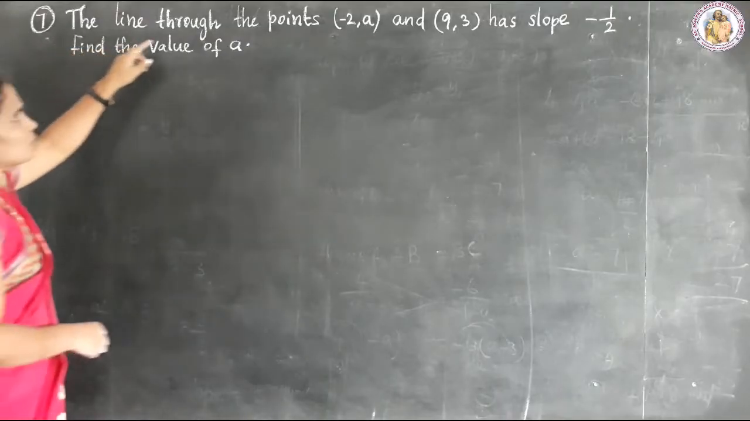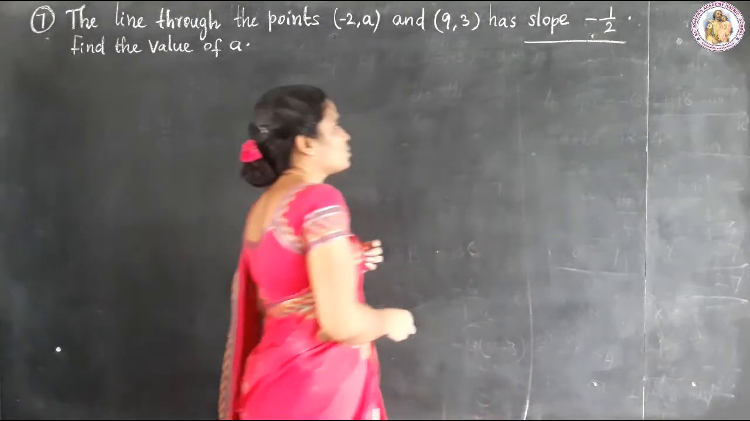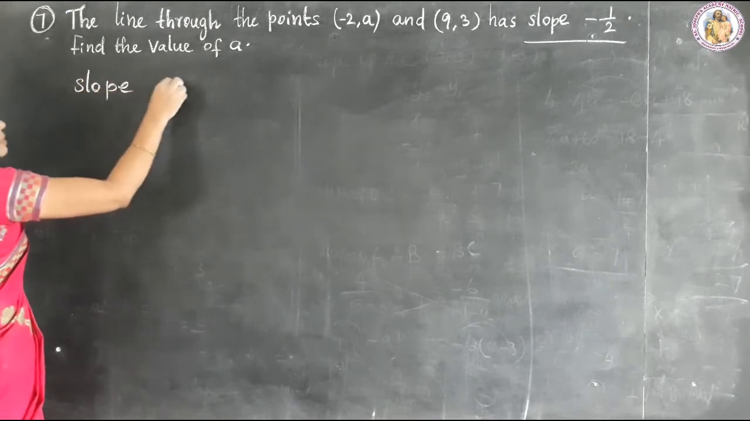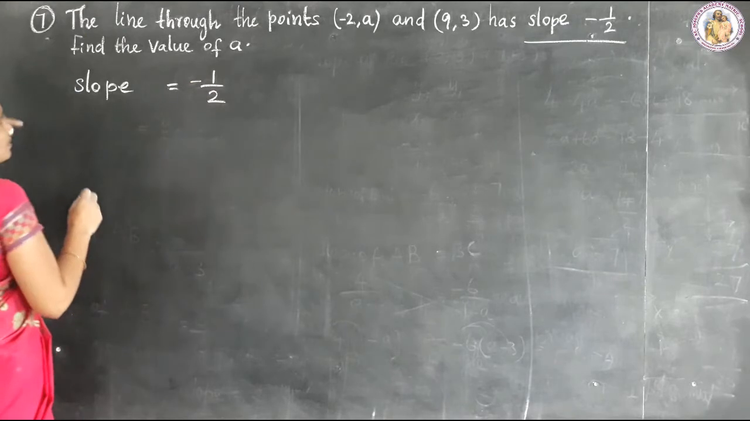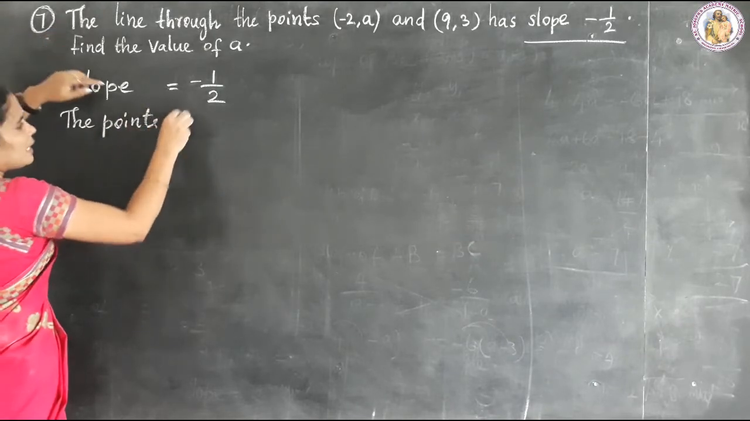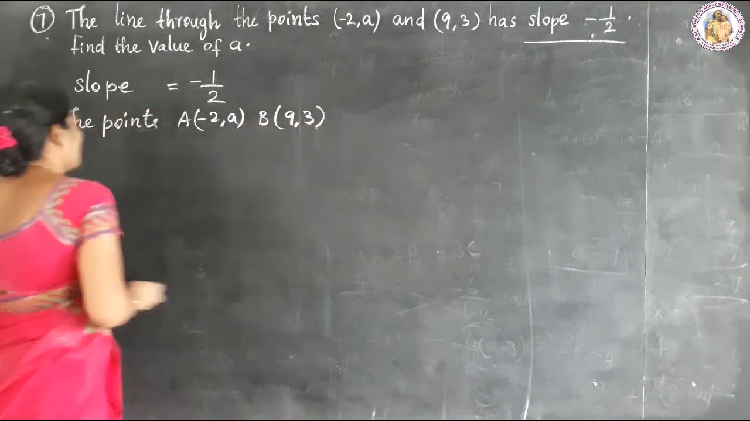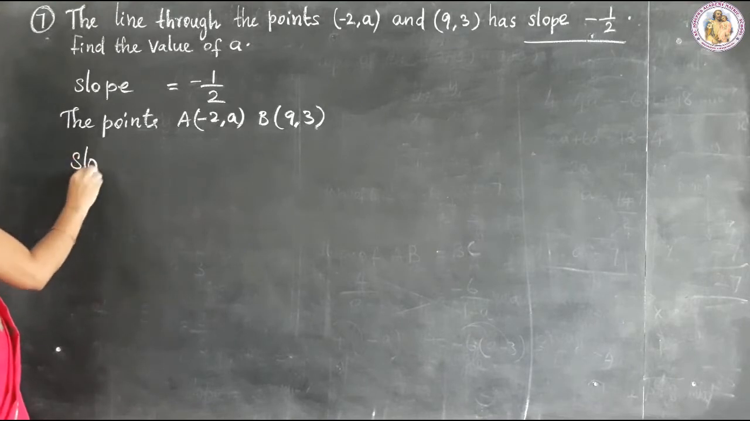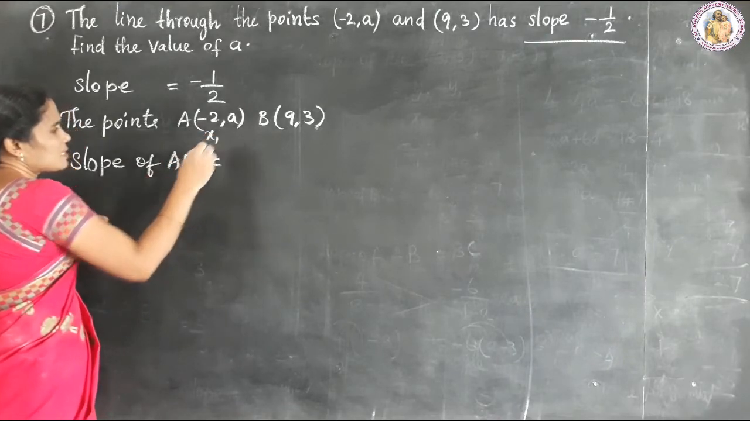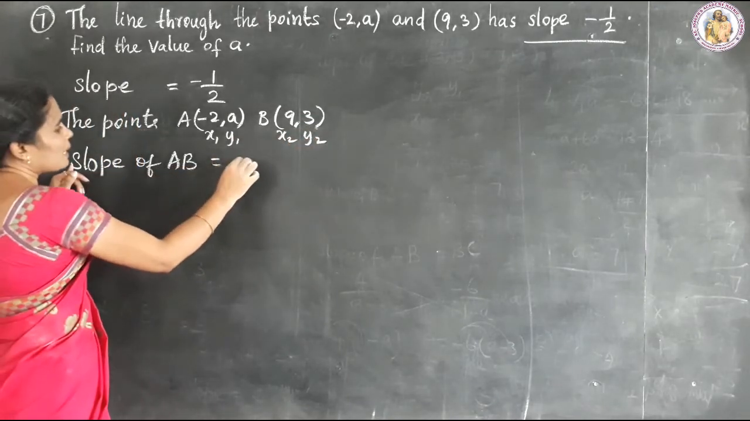Question number 7. The line through the points (minus 2, A) and (9, 3) has slope minus 1 by 2, and you have to find the value of A. So the points are A (minus 2, A) and B (9, 3). Taking these as x1 y1 x2 y2, slope of AB is given as minus 1 by 2.